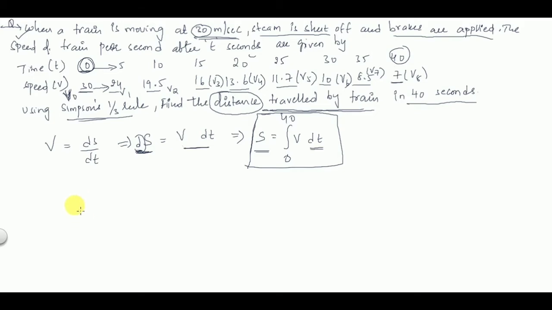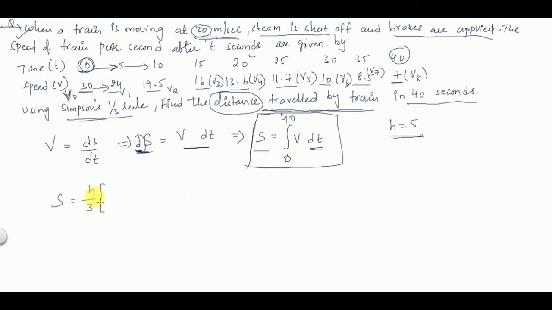So s is equal to, using Simpson's 1/3 rule, h by 3. What is the h value here? The increment in time is 5, so the step size is 5.